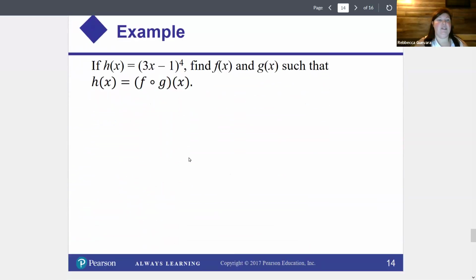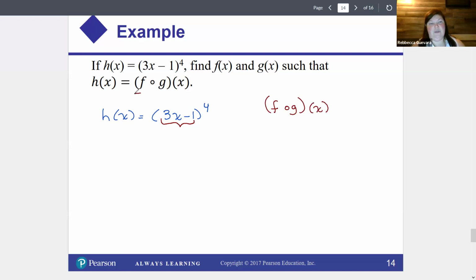So for an example, if I gave you this function, h is just (3x minus 1) to the fourth, we want to try to think of two functions whose composition would give me (3x minus 1) to the power of 4. One way to think about it is whatever's in your parentheses, think about that as being a particular function. So we want a function f composed with g, as is put here. That is what we want h to look like.